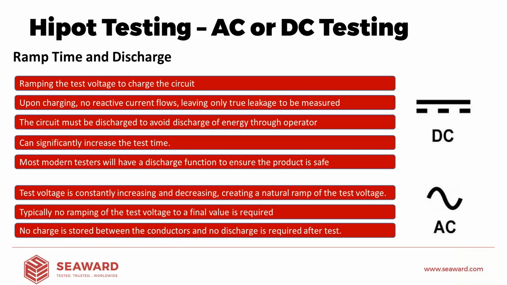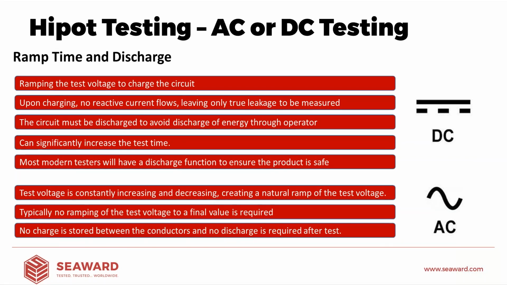So whilst we're talking about capacitance and charging, we also need to talk about the ramp time and discharge times. In a DC test, we have to predominantly ramp the test voltage in order to charge up the circuit and store, and effectively reduce that reactive current flow. Once we've reduced that current flow, we're only now measuring the true leakage, but it takes time to ramp the voltage up. So we're effectively adding time onto the production.